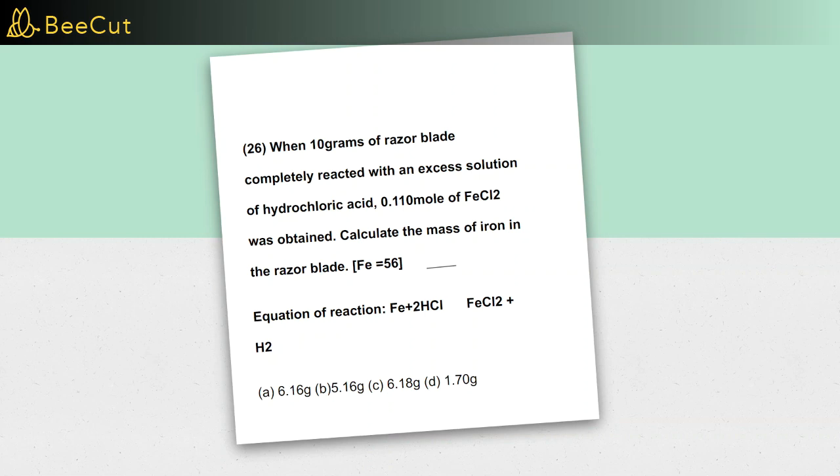From the equation, 1 mole of iron 2 chloride is equivalent to 56 grams of iron, while 0.110 mole of iron 2 chloride is equal to 56 multiplied by 0.110 mole. The final answer is 6.16 grams. Option A is the correct answer.